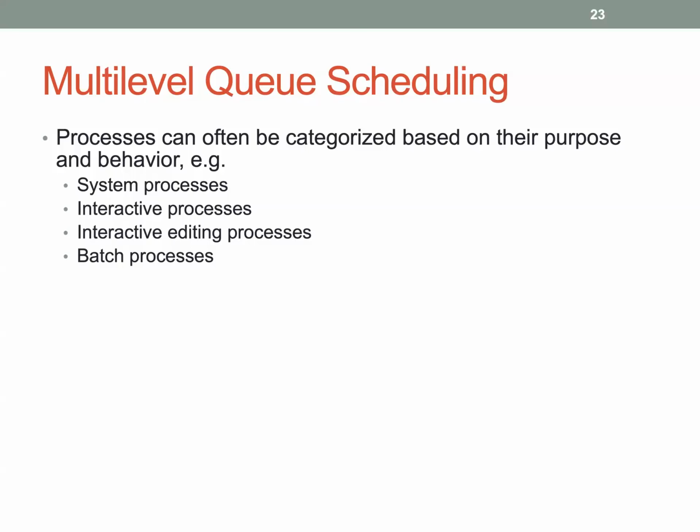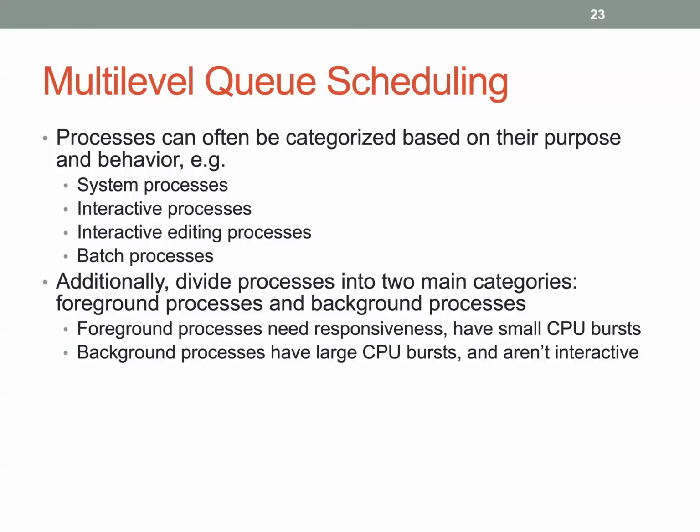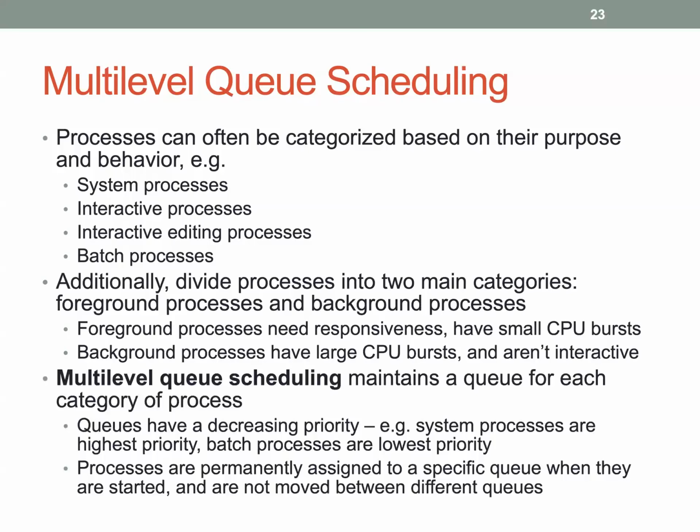So you notice that processes fall into general categories based on the things that they do. We may also notice that some are foreground because they need to respond to the user. And then you may have background processes that generally we don't care about. We don't need to monitor them. They just do their thing. And so multi-level queue scheduling is a mechanism where we have different queues for different kinds of process behaviors. And each queue, besides representing a certain process behavior, also has a priority.